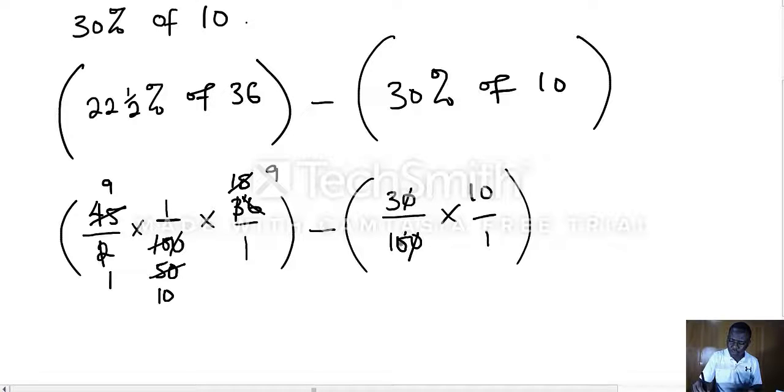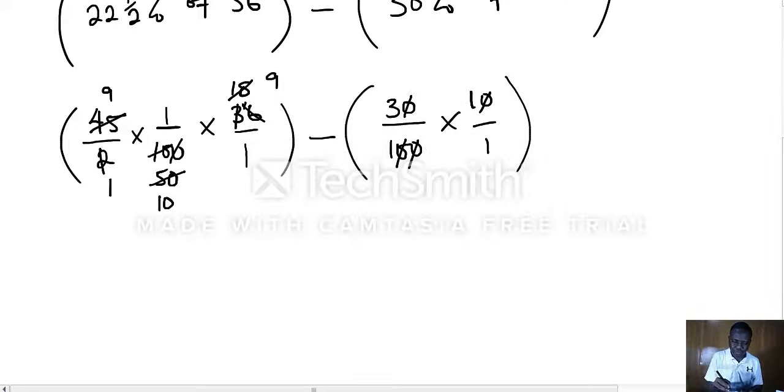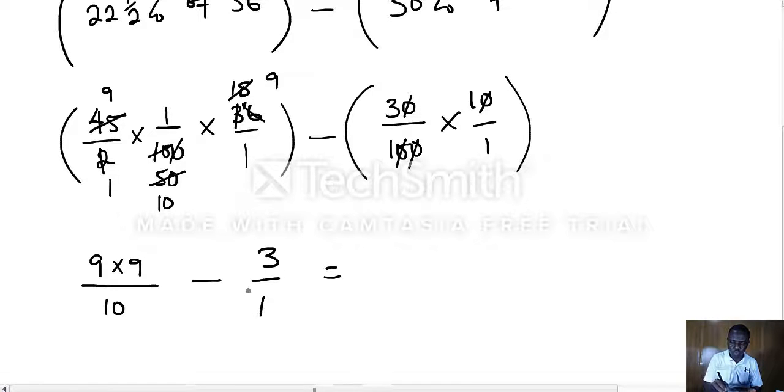0 will cancel itself. This will cancel this. So that this can be simplified to be 9 times 9 divided by 10. When you simplify the numerator divided by the denominator, this is what you get, minus 3 over 1. This is equal to 9 times 9, which is 81, divided by 10, minus 3 divided by 1.